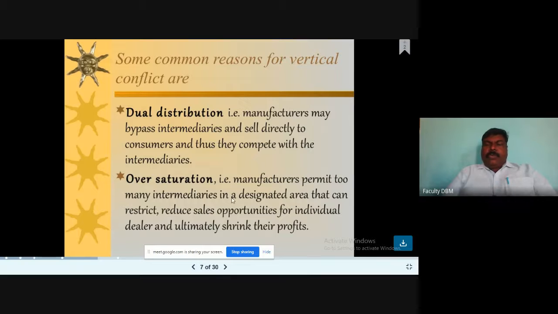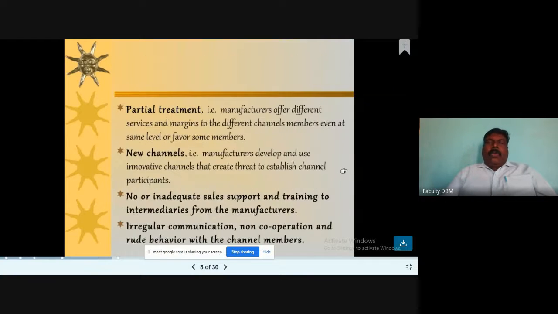Oversaturation. Manufacturers permit too many intermediaries in a designated area, which can restrict or reduce the sales and shrink the profits. If you find a large market like Maibunar market and you want to distribute the products, you take one person from Srinivas Colony, one from Venkateshwar Colony, one from Housing Board, one from Engonda, one from Clock Tower, one from Newtown, and one from One Town. If you do that, nothing happens. But if you appoint more retailers in each and every colony, then conflict arises, the sales will be low, and the conflict starts.